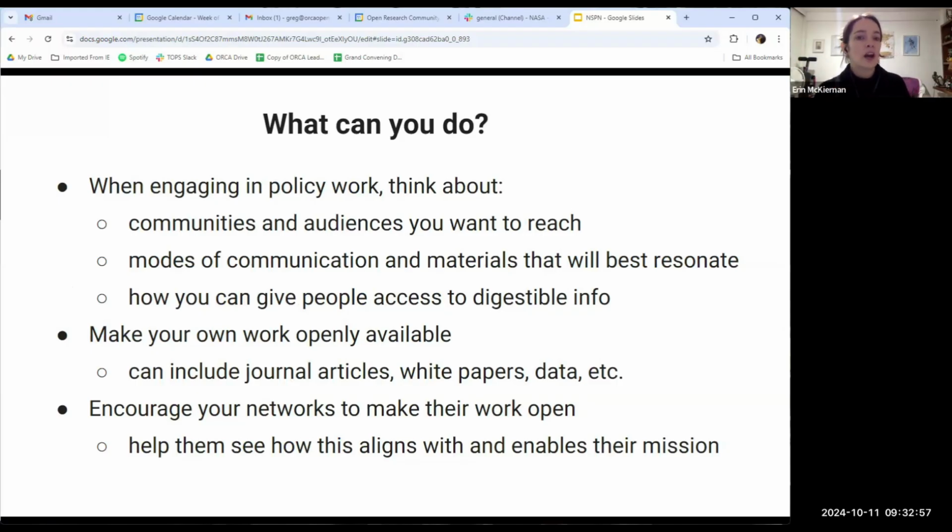So this first piece, what can you do? As you engage in your policy work, we'd really encourage all of you to think about the different communities and audiences you want to reach. And related to that, are there specific modes of communication and materials that will best resonate, right? So that might not always be a formal journal article. It might be a white paper. It might be a blog.